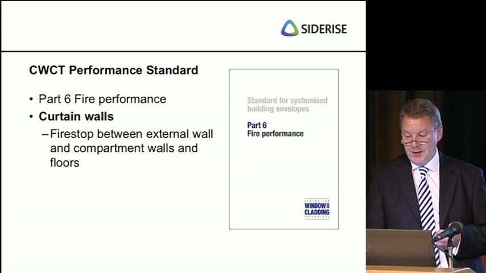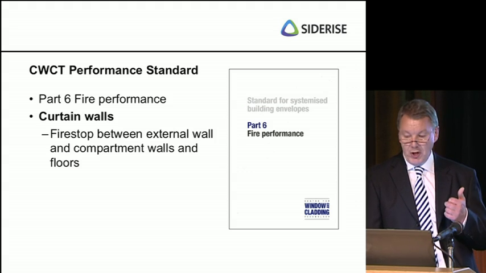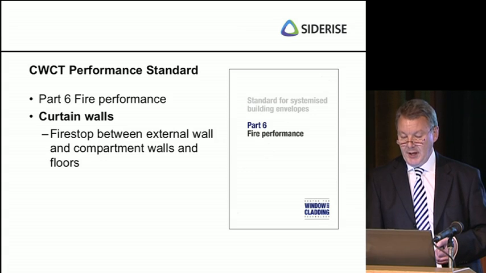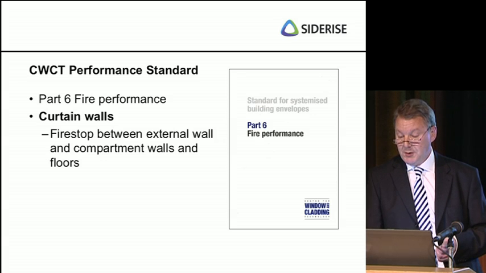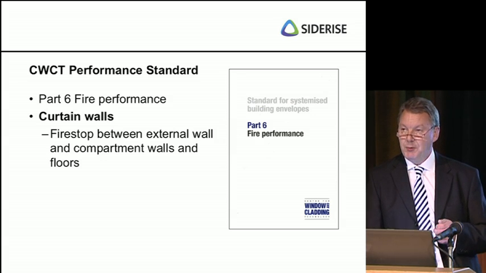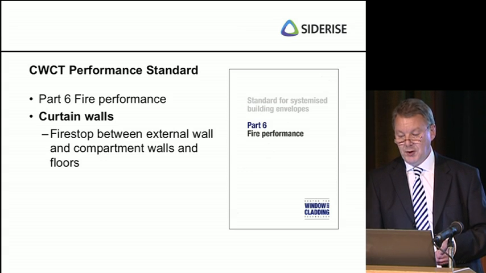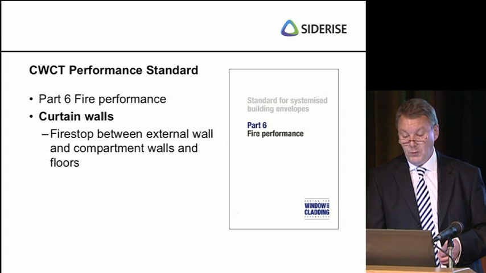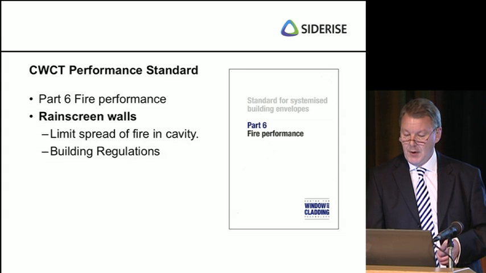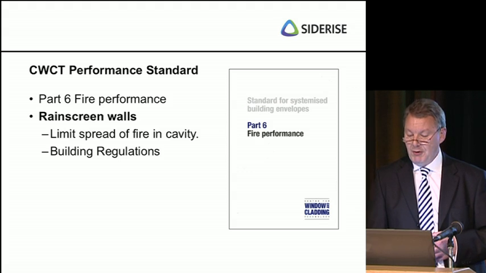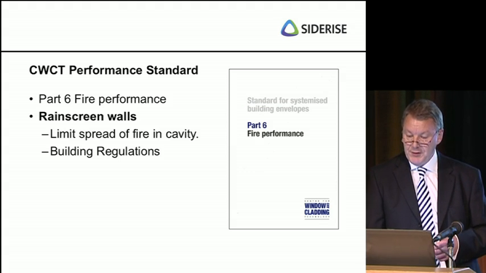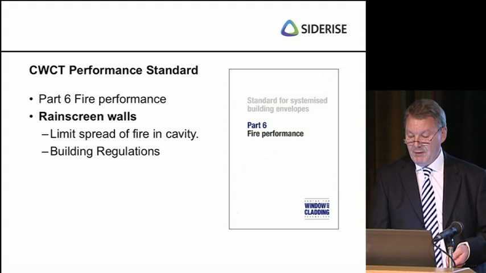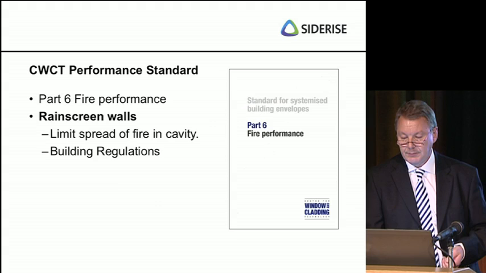When we look at the standard in terms of fire performance, as shown in Andy's presentation earlier, the main requirement for curtain walls that are not required to provide fire resistance is the provision of fire stopping between the external wall and compartment floors and walls. Rainscreen walls are additionally required to limit the spread of fire in the rainscreen cavity, and reference in the standard is given to building regulations for the requirements.